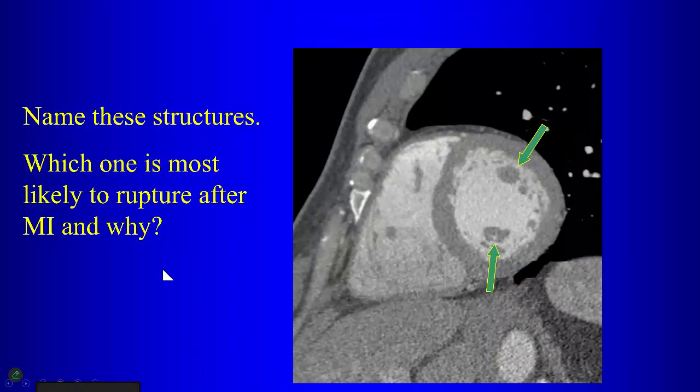So name these structures. First, what do you call these? They have names, right? Which is which? Posterior medial and anterior. Yeah, so that's the anterior and that's the posterior papillary muscle. Now, which one of those is more likely to rupture after myocardial infarction? Posterior. Posterior, why?